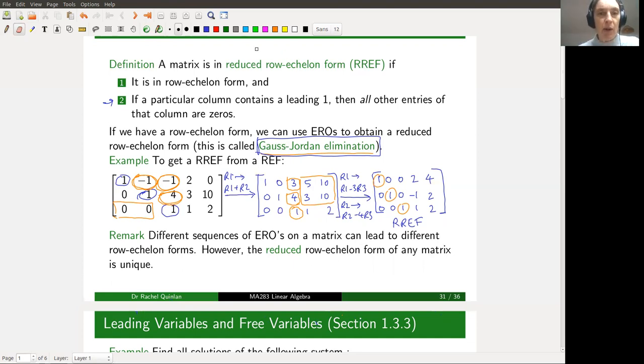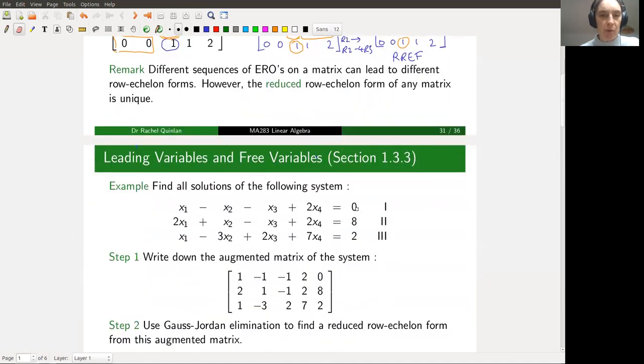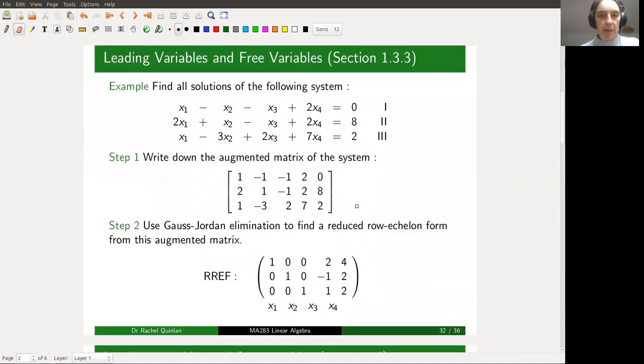So we're going to go back to systems of equations now. That was a bit of matrix methods and matrix language. We weren't explicitly talking about a system of equations, but let's go back to one. So here is an example. And the problem is to find all solutions of this system, which has 4 variables and 3 equations.